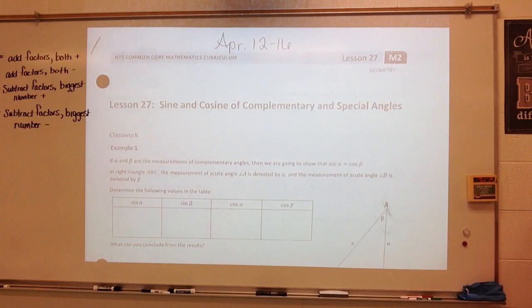Alright, so let's look at this. If A and B are the measures of complementary angles, then we are going to show that the sine of A is equal to the cosine of B. In right triangle ABC, the measurement of acute angle A is denoted by A, and the measurement of acute angle B is denoted by B. Determine the following values in the table.